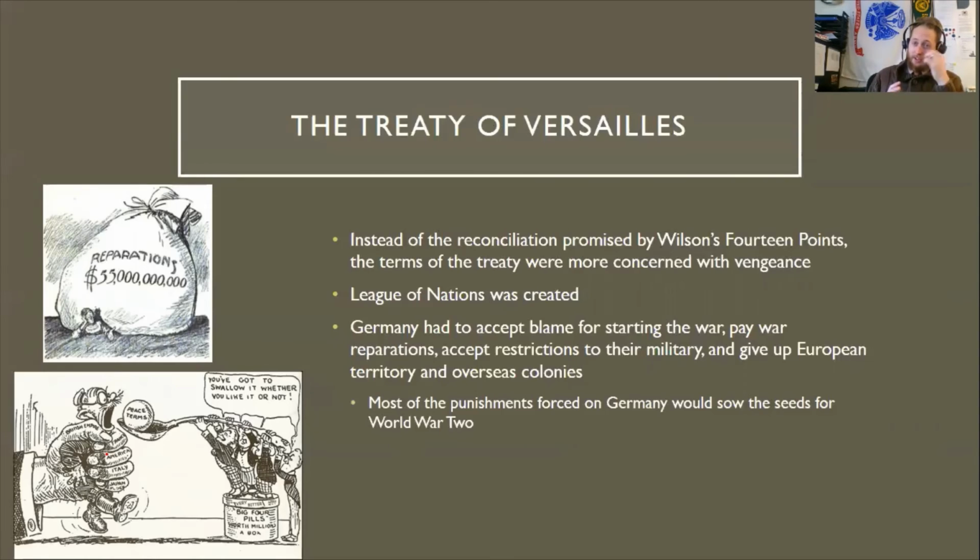So one of Woodrow Wilson's big points was the League of Nations. The Treaty of Versailles is going to effectively create the League of Nations, although the U.S. will not be joining it, as we'll shortly see.